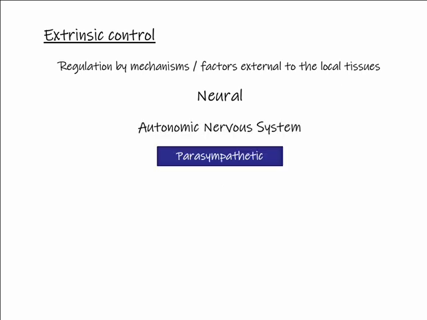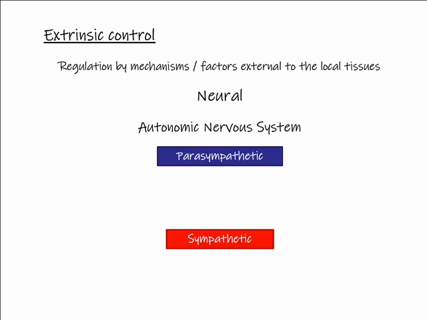So with regards to extrinsic control, we are going to be focusing on neural mechanisms. We will be talking about some hormones and other chemical messengers later, but for now, primarily thinking of this as being neural, and this means we're going to be discussing the autonomic nervous system. With the autonomic nervous system, we have the parasympathetic and sympathetic.